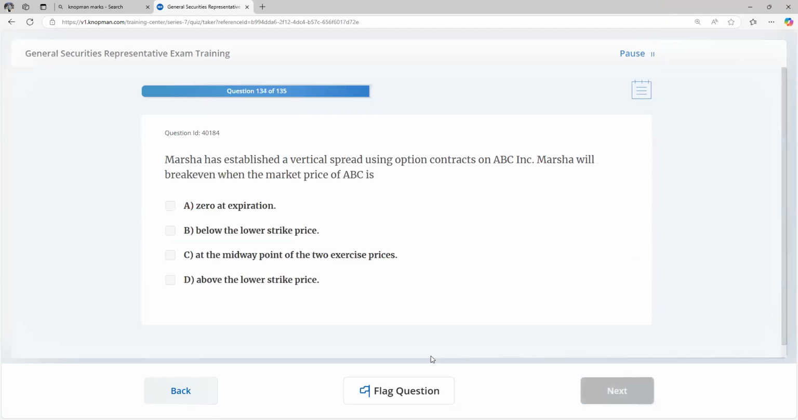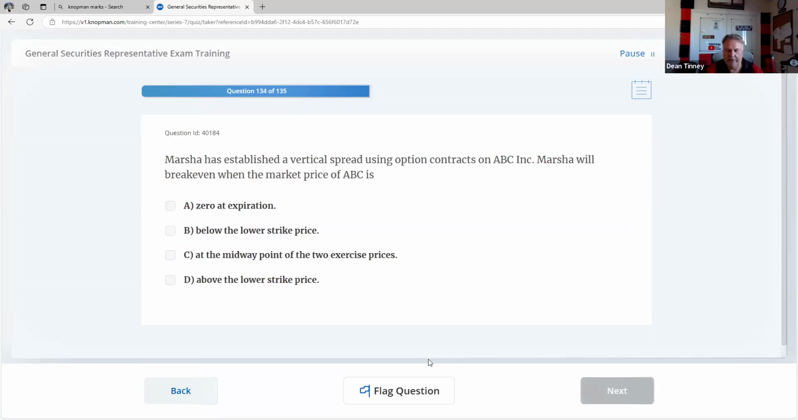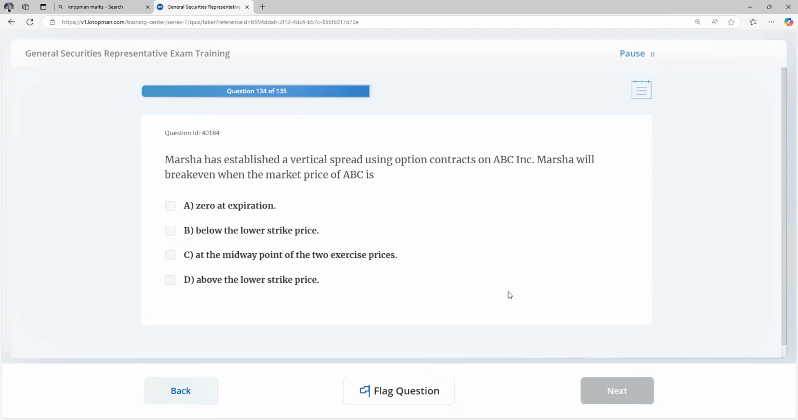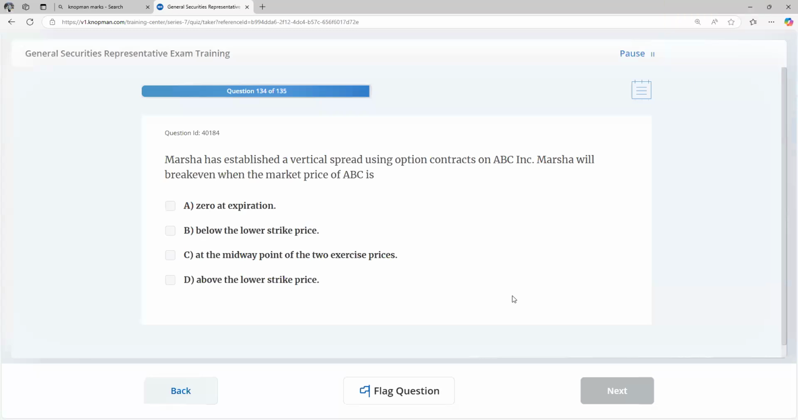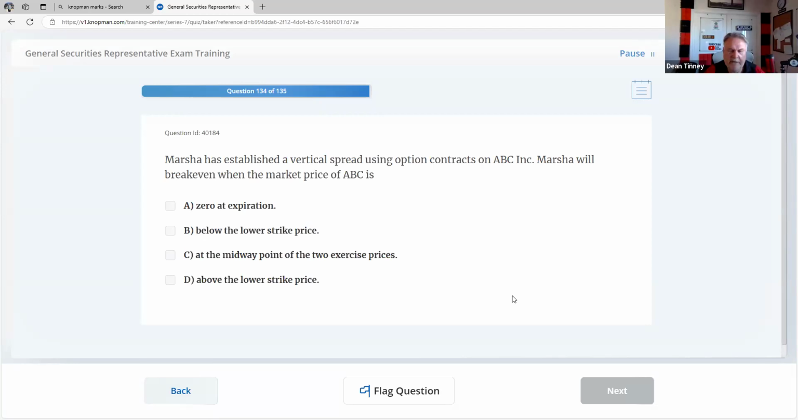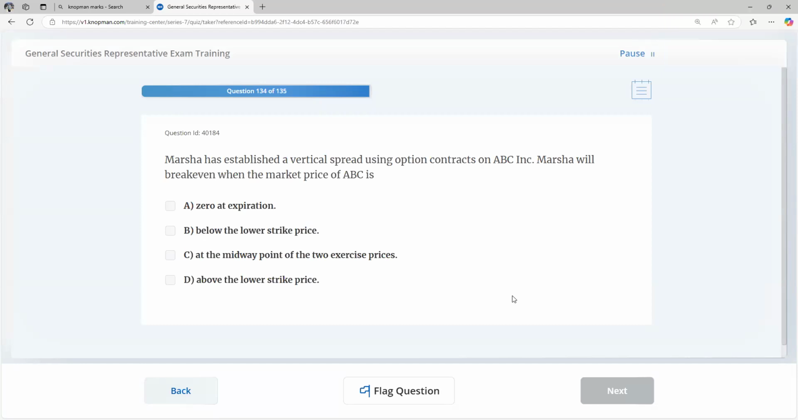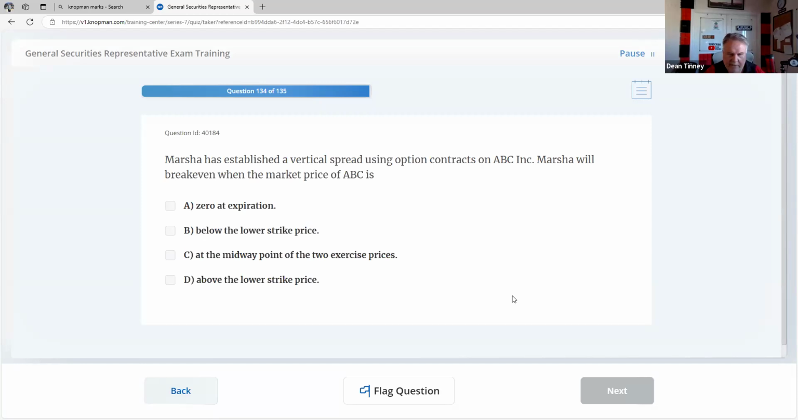A weird question. Marcia has established a vertical spread using option contracts on ABC. Marcia will break even when the market price of ABC is. I'm just trying to figure this out. They haven't told us whether it's a call spread or a put spread. So we know that it has to be somewhere between the two. So we could toss out A and C? So we got C or D, at the midway point of the two exercise prices.